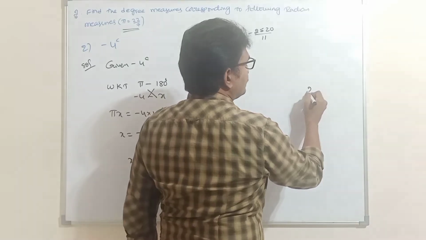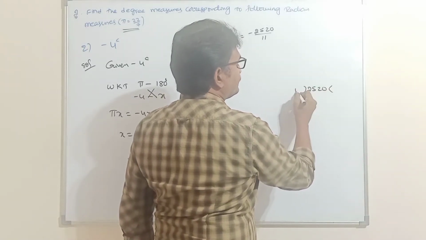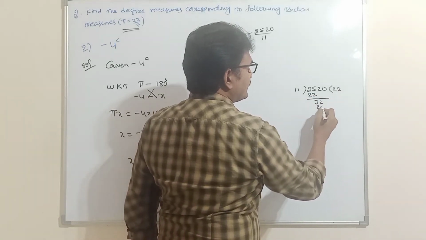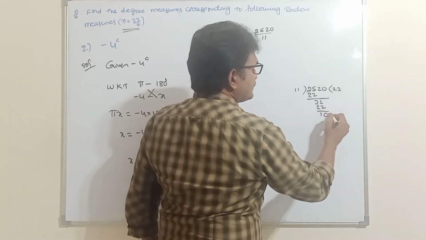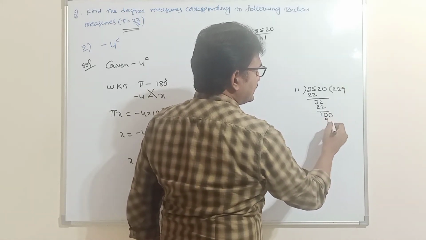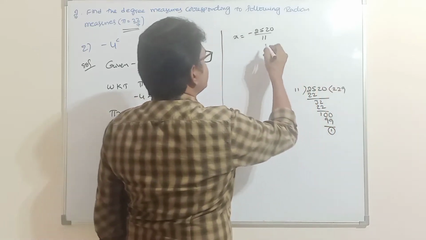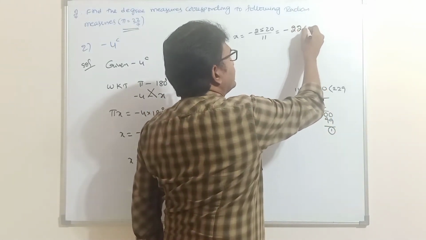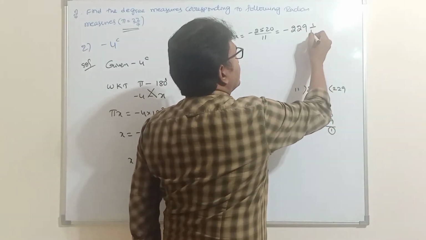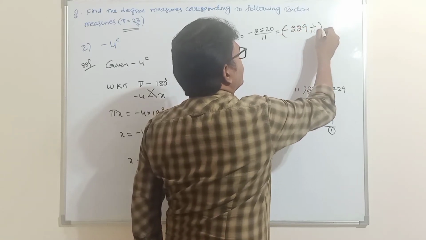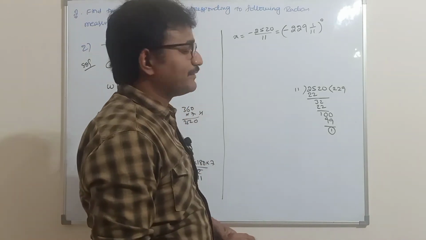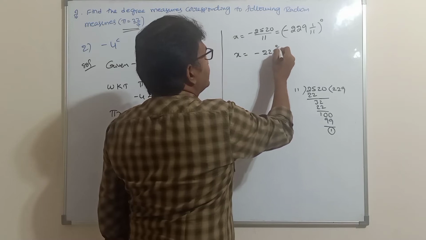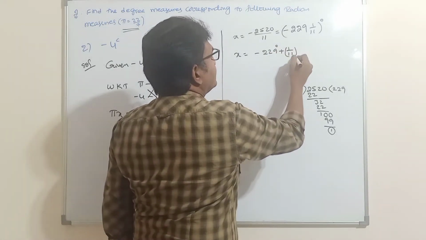Means divide 2520 with 11. 11 2s are 22, 3 2. 11 2s are 22, 10. Again 0 is there. 11 9s are 99, 1. So this is equal to minus 229 1 by 11 degrees. This is equal to minus 229 degrees plus 1 by 11 degrees.